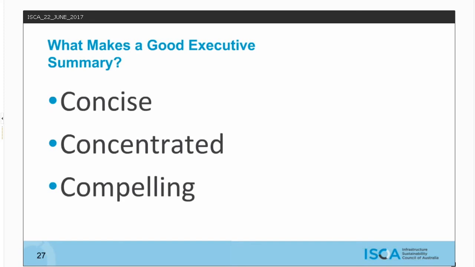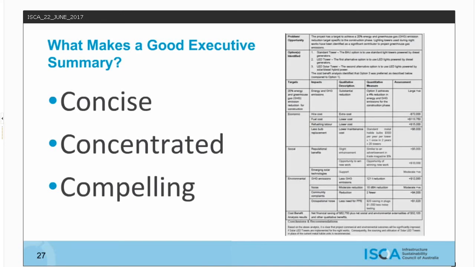Present this alongside the salient qualitative information, perhaps in an appraisal summary table, so that it can be understood as one overall picture. I've got an example here of how an executive summary should be presented, and this is also provided in the how-to guide.